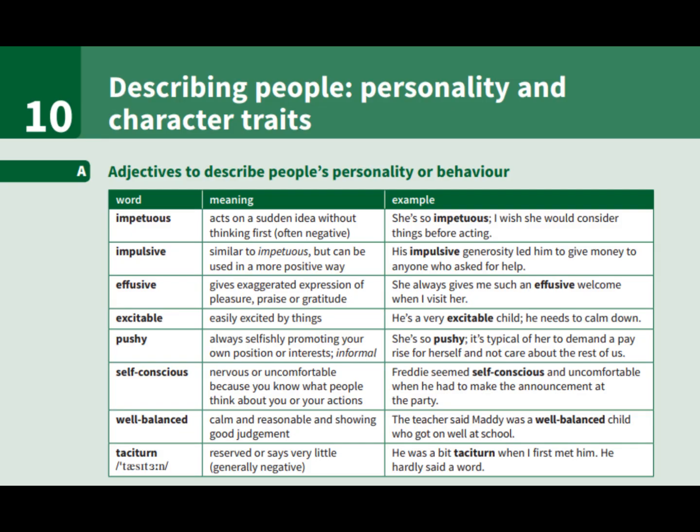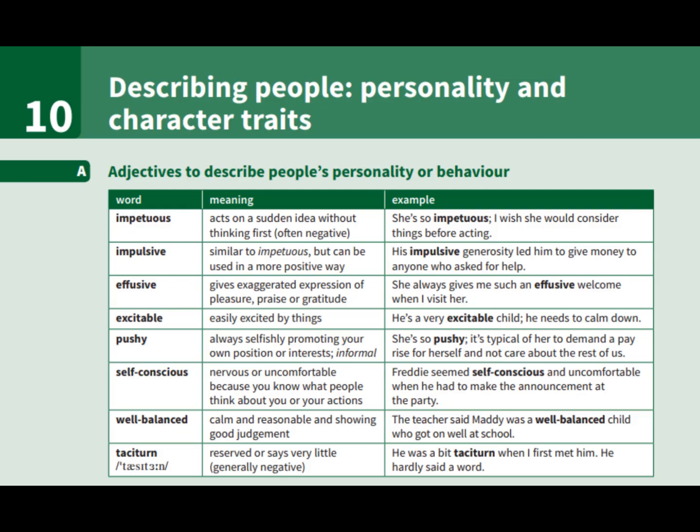Someone who is self-conscious feels nervous or uncomfortable because they are very aware of what other people may think about them or their actions. For example, Freddie seemed self-conscious and uncomfortable when he had to make the announcement at the party. A well-balanced person is calm, reasonable, and capable of showing good judgment. For example, the teacher said Maddie was a well-balanced child who got on well at school.